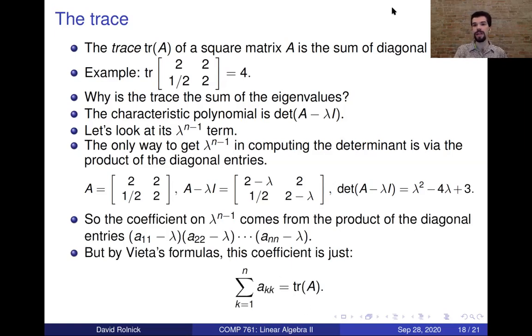So in this particular case, the sum of the diagonal entries is the trace, 4. Here we have lambda squared minus 4 lambda plus 3. So the trace is 4. The sum of the roots is 4. And the roots are, in fact, 3 and 1. The eigenvalues are 3 and 1.